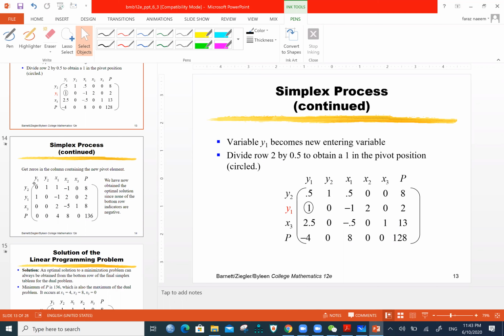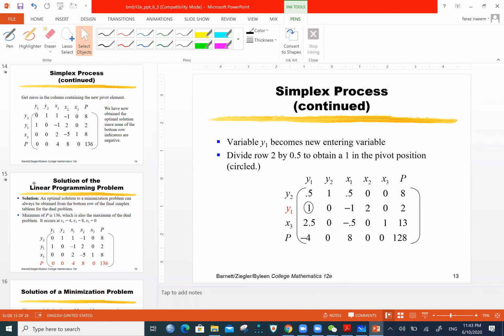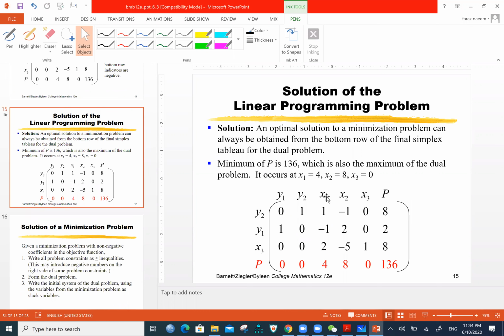So we don't have any more negative numbers in P, right? Yeah. So it means we are done. So we can read our solution. And how do we read the solution? For the dual problem, we read it from the top. X1 is 4, X2 is 8, X3 is 0. P is 136, which is cost. P is cost in that case.